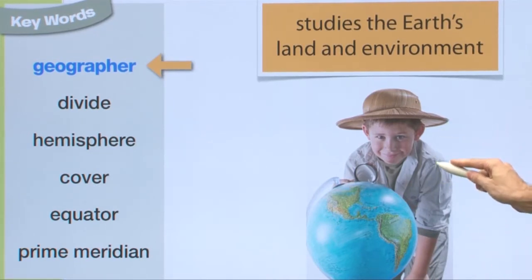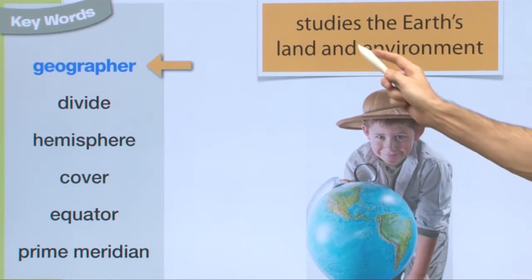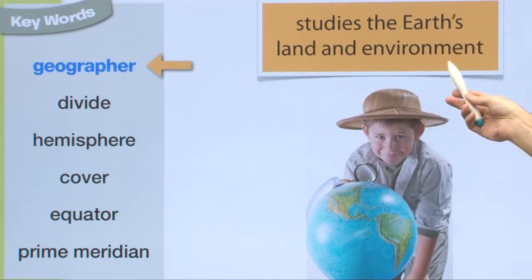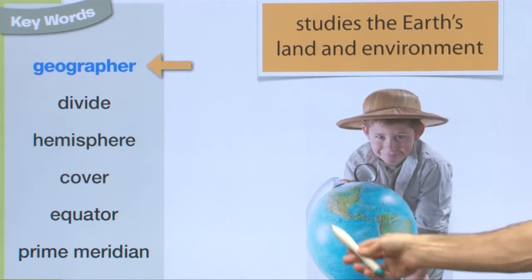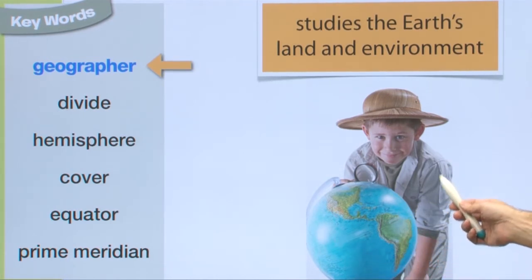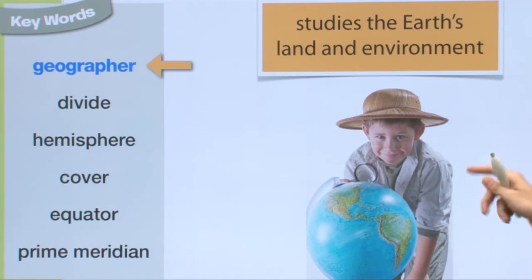Now, a geographer is not a boy, but a geographer is a man or woman who studies the earth, land, and environment. So here is a globe, like we've seen in another lesson, and the geographer studies the land and the things on the land, mostly, and also the borders, the countries, the divisions between nations.